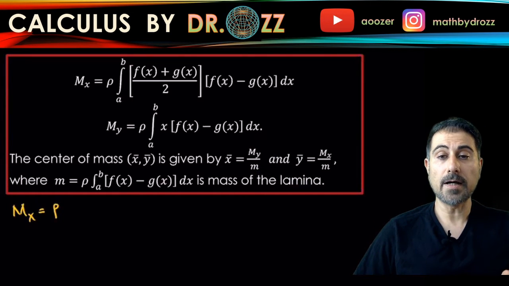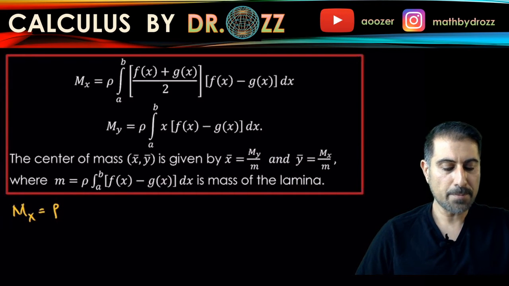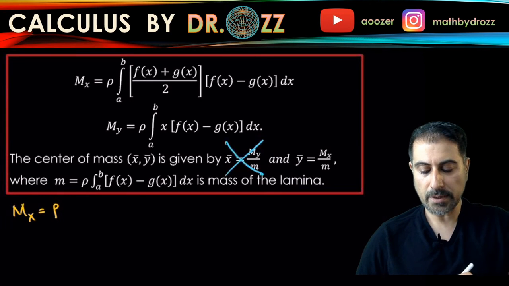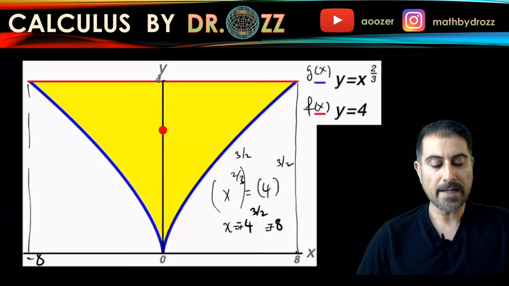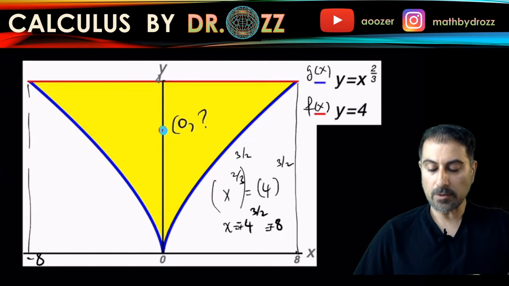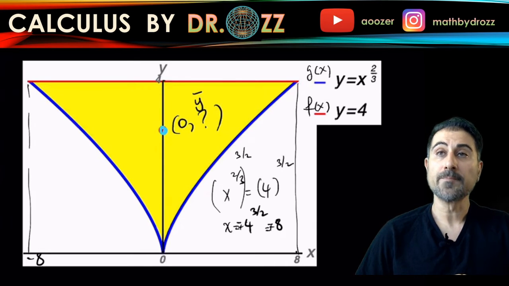Oh, by the way, following my comment about the symmetry of the region, we do not need to know m sub y divided by m, because m sub y divided by m has to be 0, because the x coordinate of the center of mass is already 0 here, as I mentioned. Okay, 0, and then we're trying to find y bar. So we're only going to do the calculation for y bar that requires m sub x only.